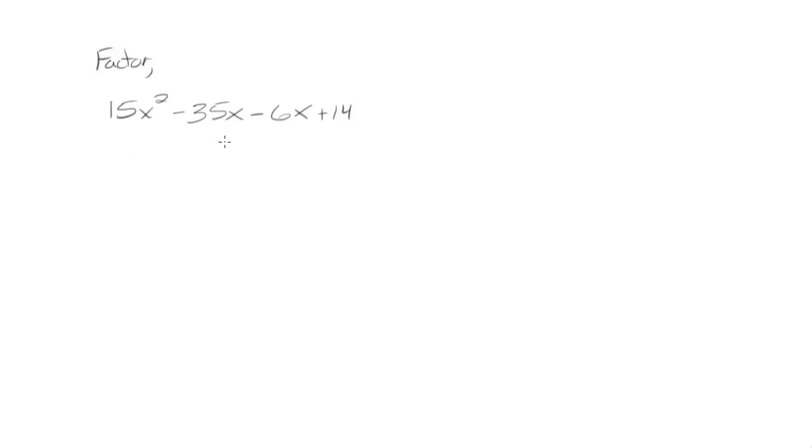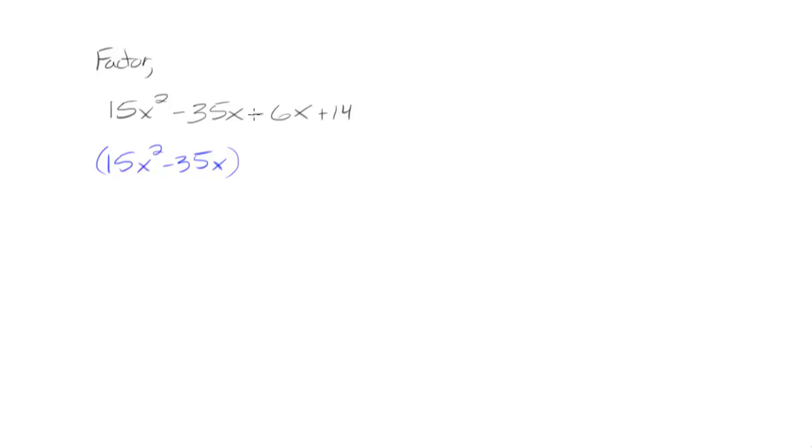The first move we're going to do is separate these into two groups, and this is how I'm going to do it. I'm going to write this 15x squared minus 35x, put some parentheses around that. And then I'm going to do the same thing with this second set.